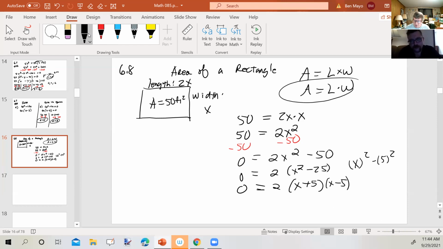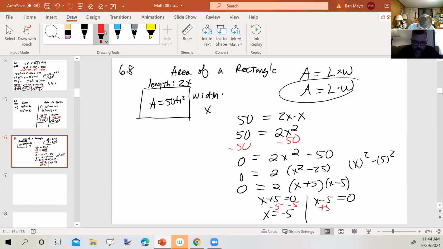So now, to solve this equation, we're going to take each factor that contains a variable and set it equal to 0. Again, we don't take 2 equals 0, but we could divide both sides by 2 and just get rid of it, so we'll just ignore it. x plus 5 equals 0. Subtract 5 from both sides. x equals negative 5. x minus 5 equals 0. Add 5 to both sides, x equals 5. So we have two solutions to the equation: x is negative 5 and x is 5.